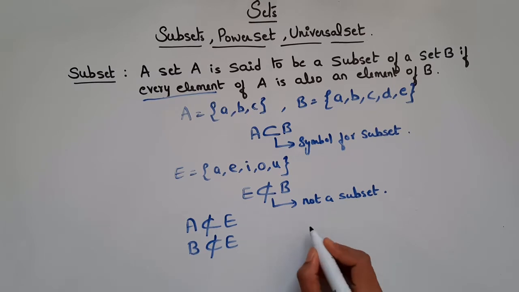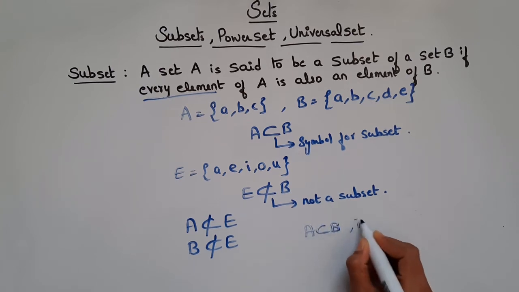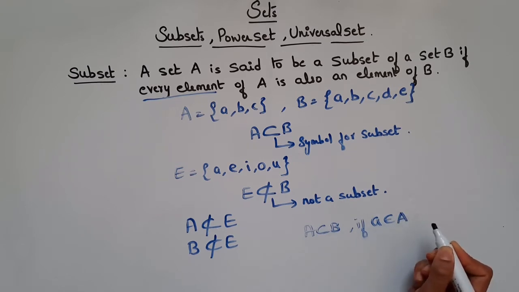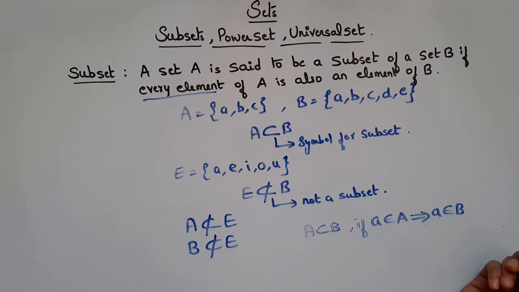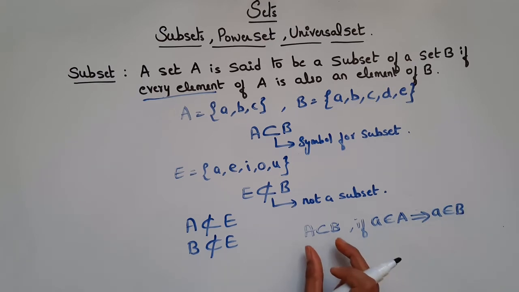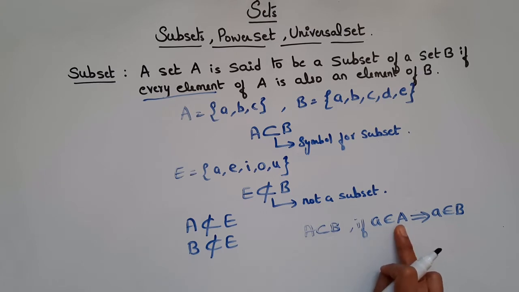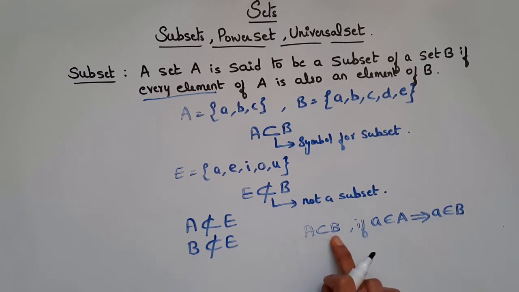So this you can write mathematically. A is a subset of B if a belongs to set A, which implies a has to belong to set B as well. So I repeat, we can say A is a subset of B if an element a belongs to set A, that implies a has to belong to B as well. Then only we can say set A is a subset of set B. So I hope this is clear.